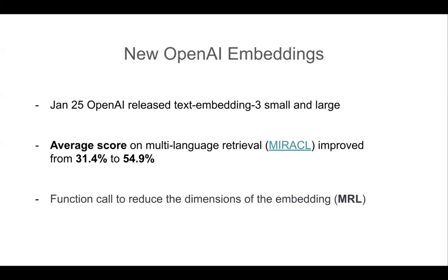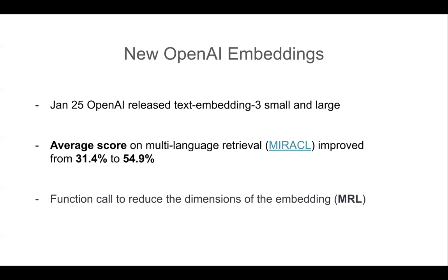Very recently, I saw OpenAI release text embedding 3 small and large. So we have new embeddings that have higher benchmark scores. In particular, there's the MIRACL benchmark, and they improved from 31% to 54%, which is a pretty big jump.